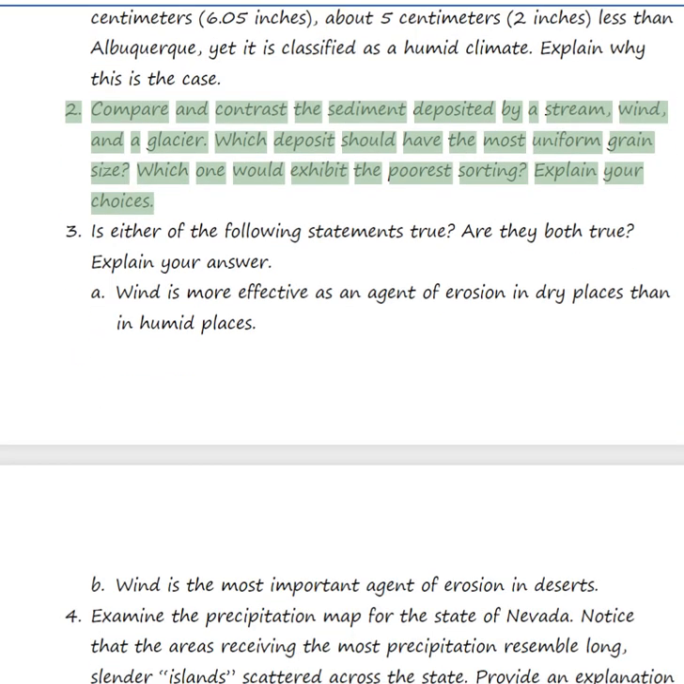2. Compare and contrast the sediment deposited by a stream, wind, and a glacier. Which deposit should have the most uniform grain size? Which one would exhibit the poorest sorting? Explain your choices.